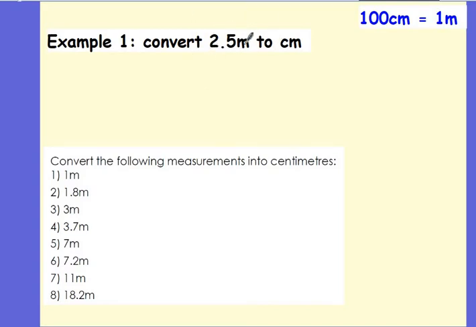So if I've got 2.5 metres and I want to convert it to centimetres, I know that 1 metre is 100 centimetres. So 2.5 metres is going to be 2.5 times 100 lots of centimetres, which is going to give me 250 centimetres. Over to you, Year 9. In your light blue books, can you pause the video for 5 minutes and have a go at converting these metres into centimetres for me now?